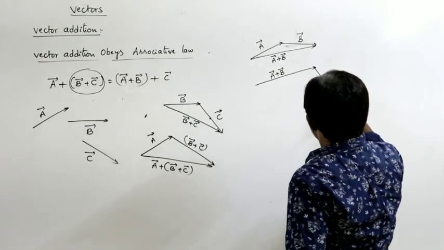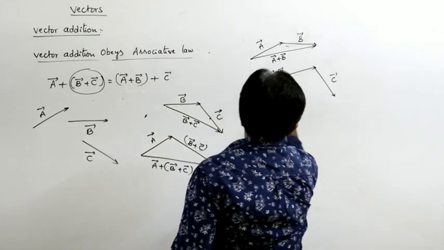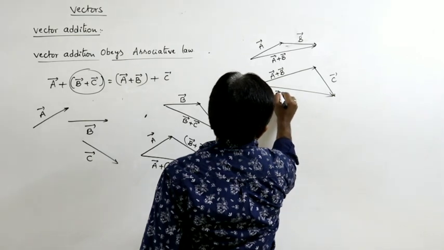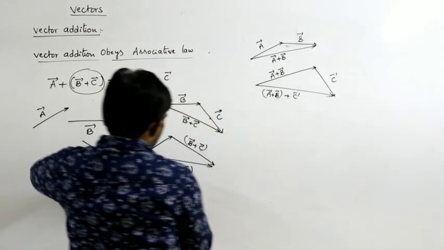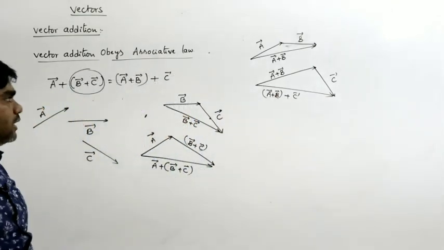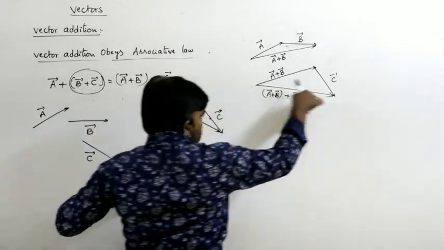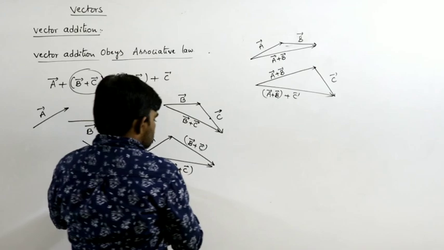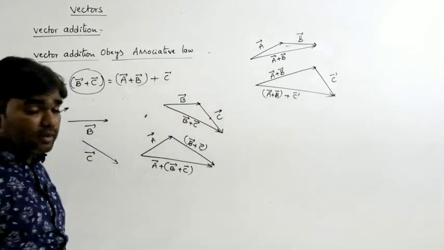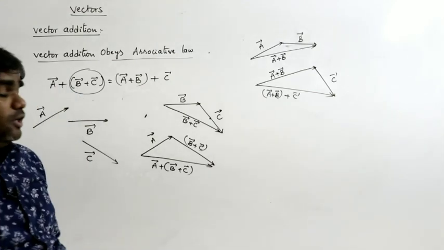So this is the direction of c bar. Then, starting point of the first vector and ending point of the second vector: a bar plus b bar plus c bar. See here, a bar plus b bar plus c bar. Both must have the same magnitude and direction. Both must be in the same direction. See here, this is in this direction and this is also in this direction, and this magnitude and this magnitude must be the same. So that's why vector addition obeys commutative law.